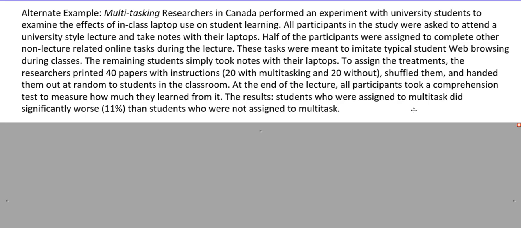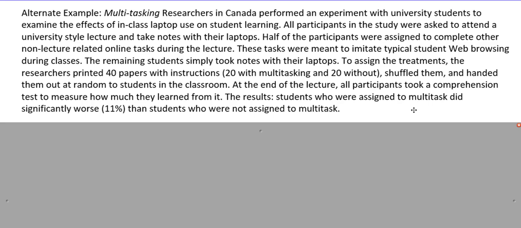To assign the treatments, the researchers printed 40 papers with instructions, 20 with multitasking. In other words, 20 gave instructions for the students to do other tasks on their laptops while also taking notes in the lecture, and the other 20 were given instructions to say, just take notes on the lecture. They shuffled those 40 papers, 20 of each, and handed them out randomly to the students in the classroom.